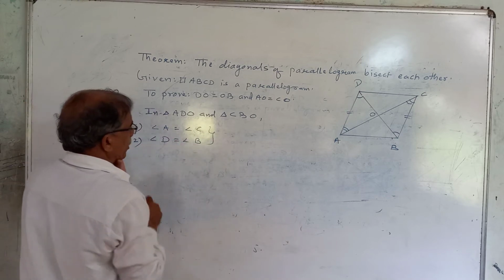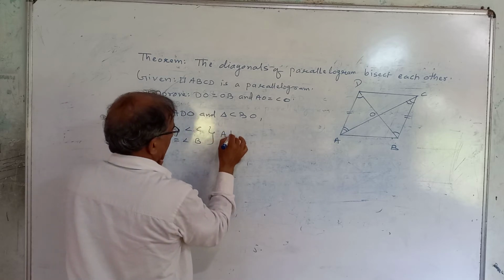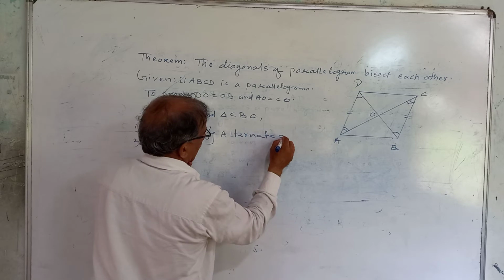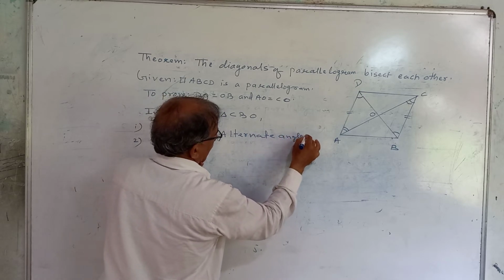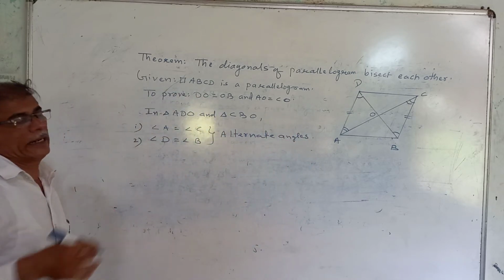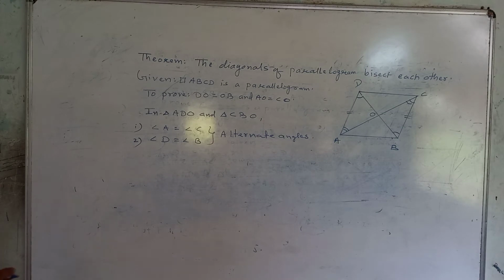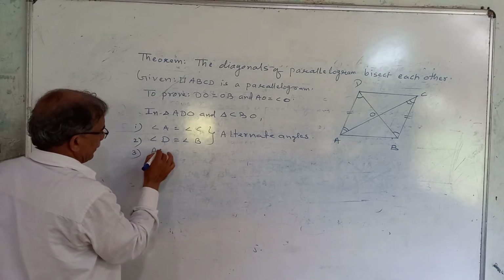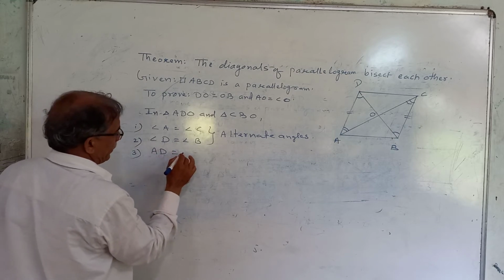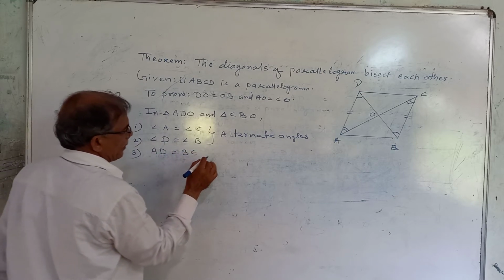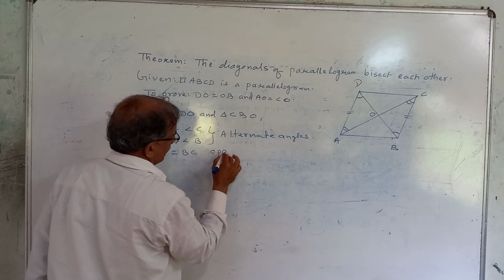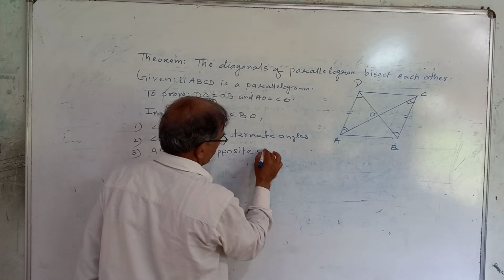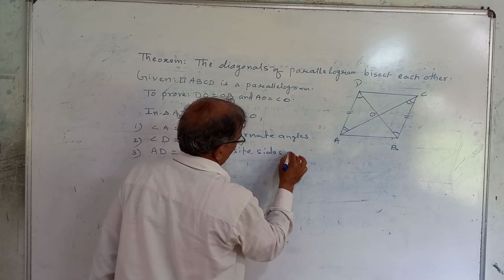And what is the reason for both statements? Alternate angles. When two parallel lines are intersected by a transversal, alternate angles are equal. Third statement, that AB is equal to what? BC. What is the reason for this? Opposite sides of parallelogram.